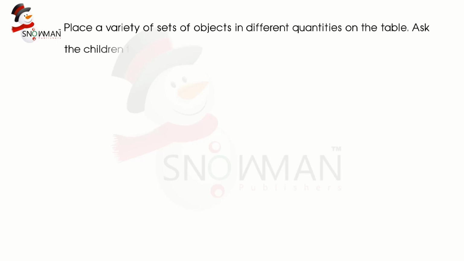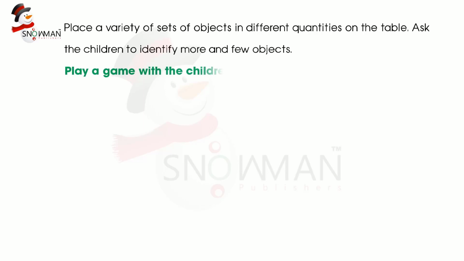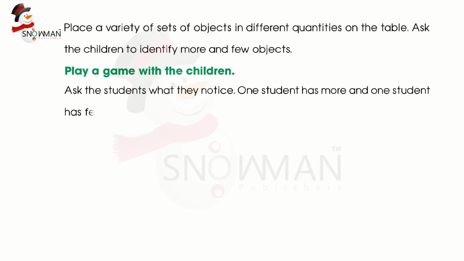Place a variety of sets of objects in different quantities on the table. Ask the children to identify more and few objects. Play a game with the children. Ask the students what they notice. One student has more and one student has few.